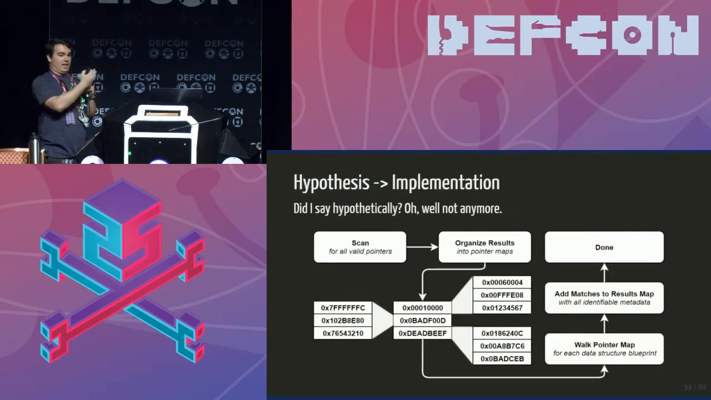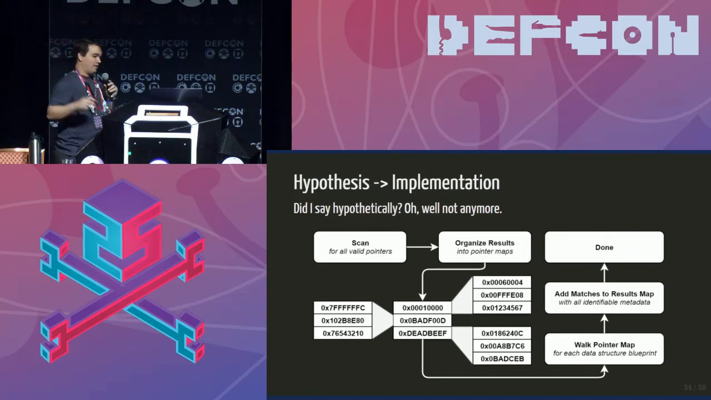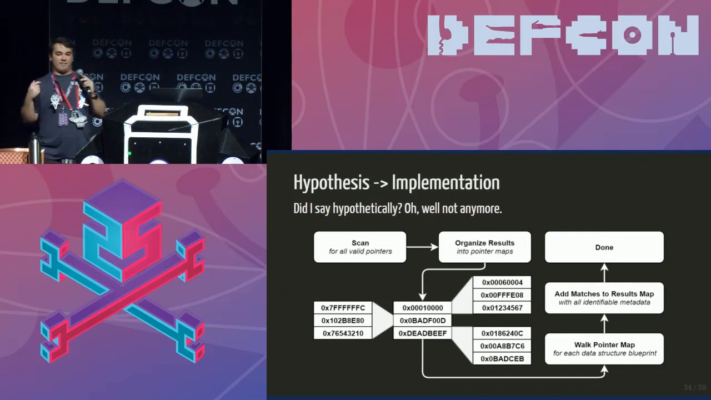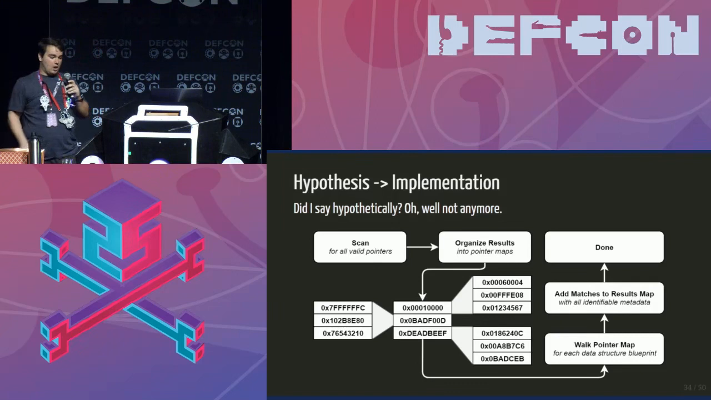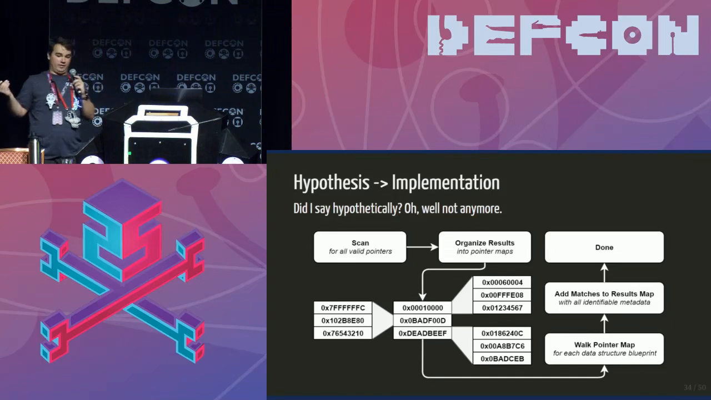So I said in the last slide that hypothetically you could do this, but it's not hypothetical anymore because I've done it and it looks something like this. As you can see on the top left, first we're going to scan for all of the valid pointers in the process we're attached to. What I mean by a valid pointer is anything that is a value that looks like a value for valid memory space within that process. So it could be a value that's not a pointer and by chance hits valid memory space, but we're going to use it anyway because we can't tell the difference.